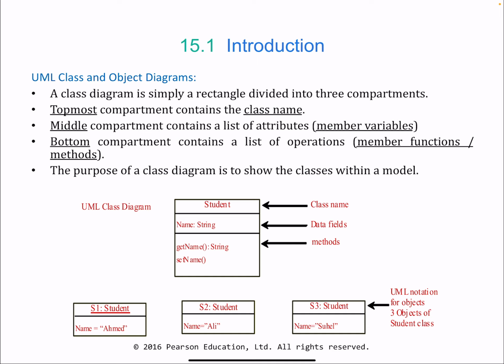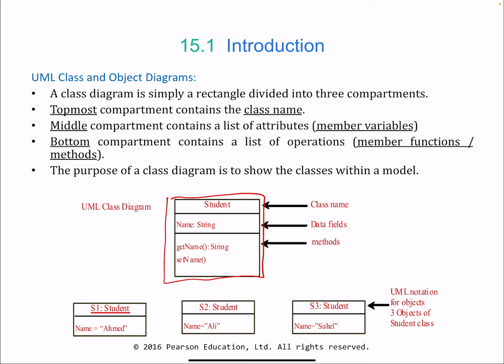But before I get to the code representation of a class, there's also another representation that is called UML class diagrams or object diagrams. And this is a visual representation of classes and objects. So, visually, a class in a UML diagram is represented as a box with 3 compartments.